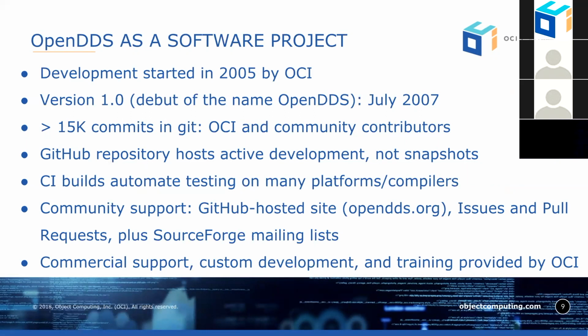There's community support. Our GitHub hosted site, opendds.org, is available for the community to both use as a resource, but also you can propose changes to it through GitHub. And we use issues and pull requests on GitHub and mailing lists hosted by SourceForge. We also offer commercial support, custom development, and training here at OCI.